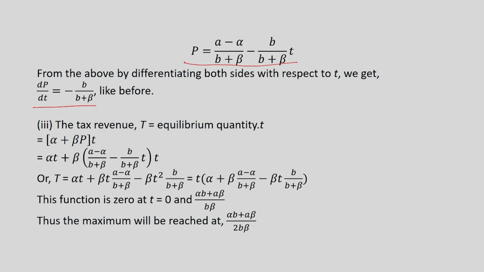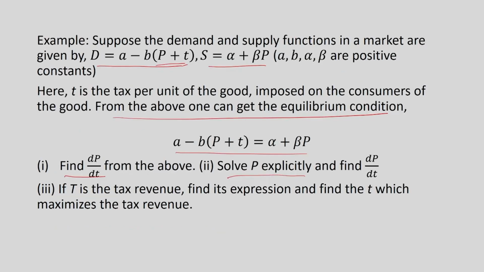Okay, finally, what is the last question? The last question is, if capital T is the tax revenue, find its expression and find the small t which maximizes the tax revenue. Here we are looking at the situation from the point of view of the government. The government is getting some tax revenue, and the total amount of tax revenue that it is getting is denoted by capital T. Suppose the problem for the government is that it wants to maximize this tax revenue and earn the maximum amount of money that it can get from the market by imposing this tax on the consumers.